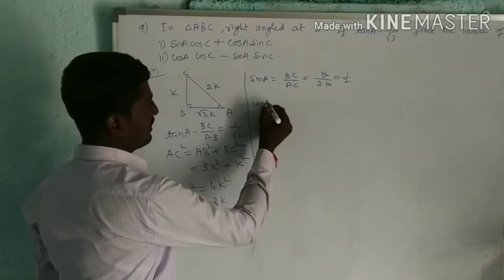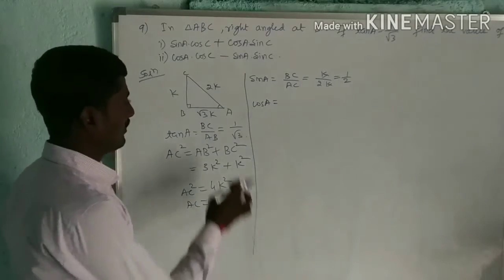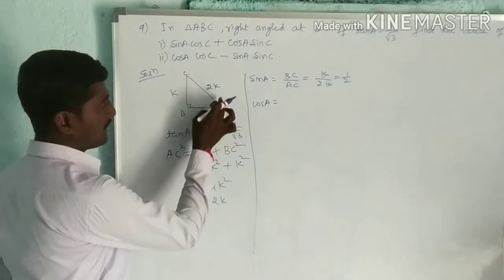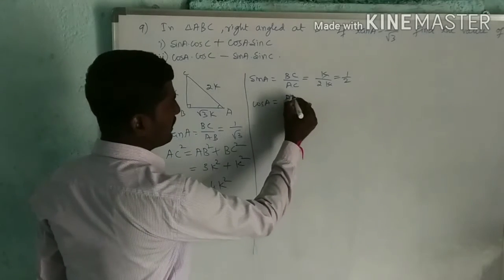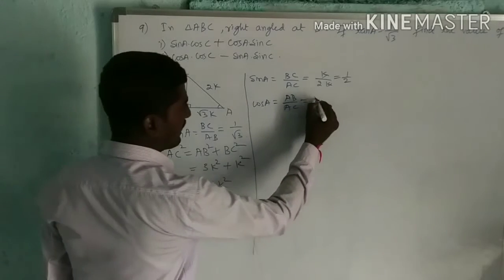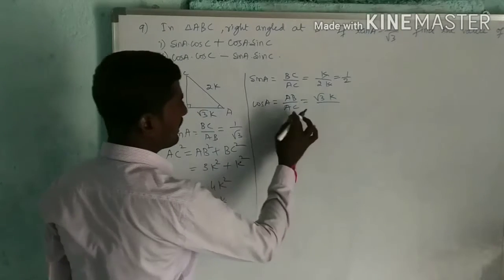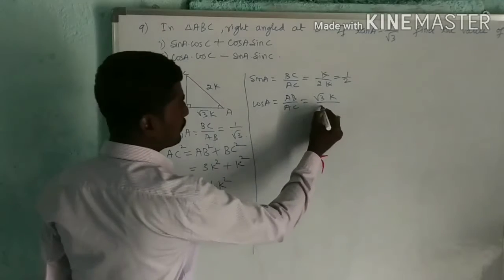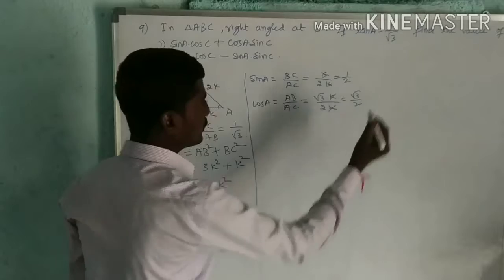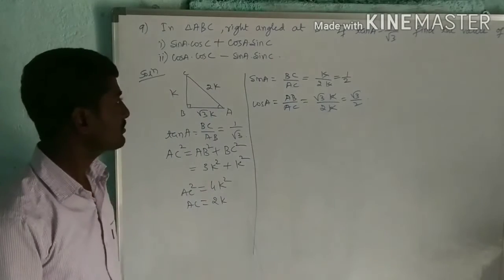Now another one, I want cos A. For the angle A, cos is nothing but adjacent by hypotenuse, AB divided by AC. AB value is root 3k divided by AC value 2k. Now k gets cancelled. Root 3 divided by 2.